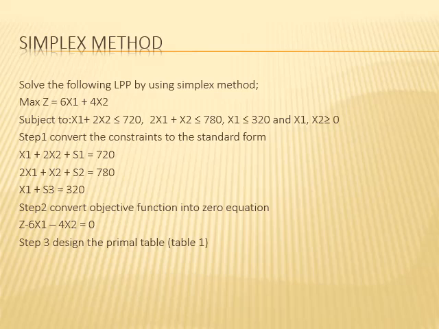Subject to the constraints x1 plus 2x2 less than or equal to 720, 2x1 plus x2 less than or equal to 780, and the last constraint is x1 less than or equal to 320, and the non-negativity condition x1, x2 more than or equal to 0. So let's move.